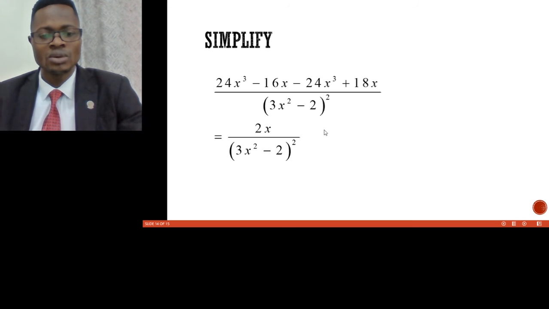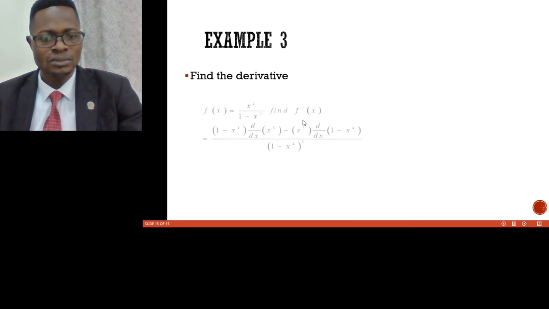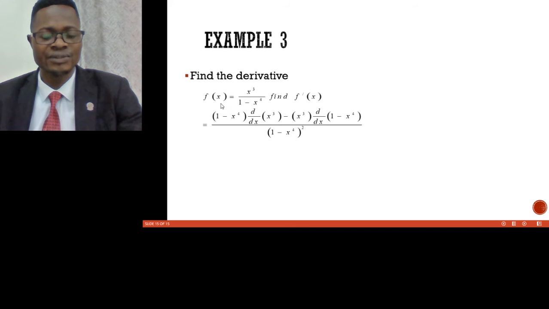Now let us solve one more example in this video. You are asked to find the derivative of f of x, and it is given by x cubed divided by 1 minus x to the power 4. So the question is, find f prime of x. Plug in the given information in the formula, and we will have (1 minus x to the power 4) multiplied by the derivative of x cubed, minus x cubed multiplied by the derivative of (1 minus x to the power 4), all this divided by (1 minus x to the power 4) squared.